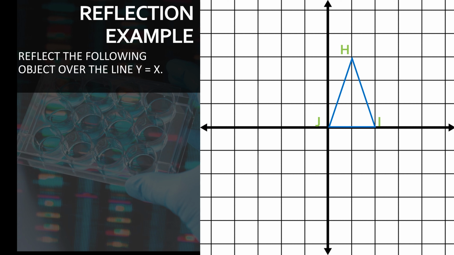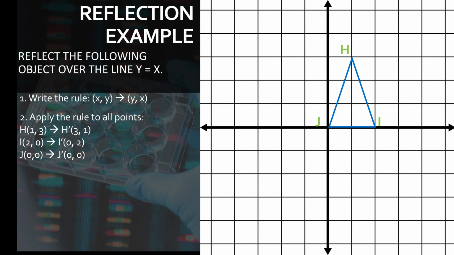Suppose we want to reflect this object over the line y equals x. So we're going to follow that 3-step process. We want to write the rule that we're going to use, and then we apply the rule to all of the points. So I take h, i, and j, and here my rule says I just simply swap the coordinates. So that's exactly what I'm going to do for my image coordinates.